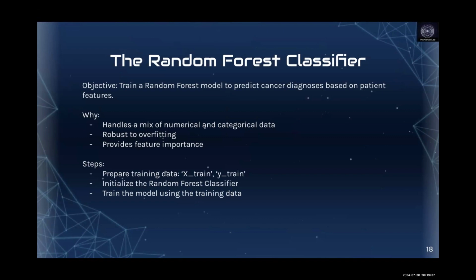To achieve this, we followed a series of steps. First, we prepared our training data, consisting of X-train for features and Y-train for the target labels. Next, we initialized the random forest classifier with the necessary parameters. Finally, we trained the model using this data, enabling it to learn patterns and make informed predictions about cancer diagnosis.